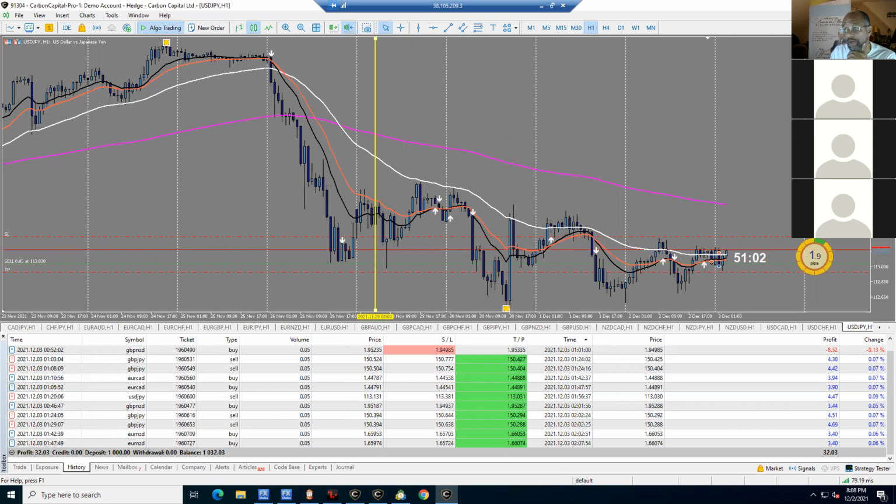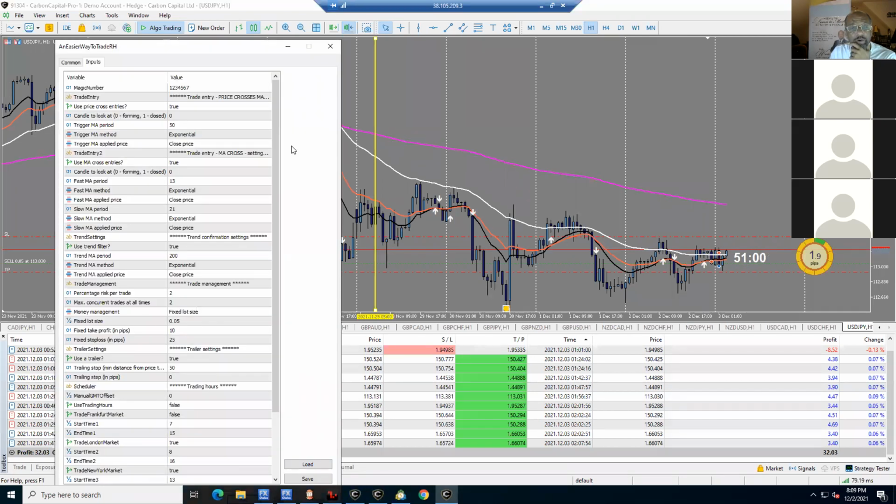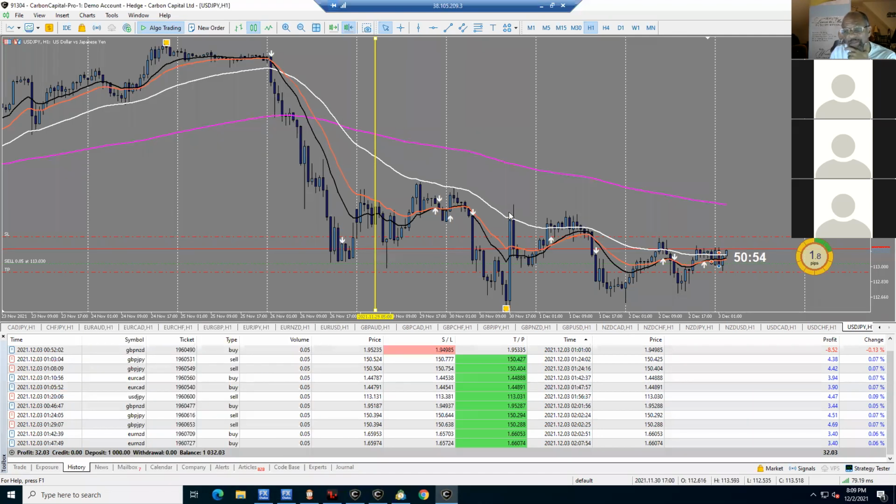Where it says right here, use price cross entries true, that means as soon as price goes up and comes back down across the 50, it will immediately enter that trade. Not on candle close, because as you can see, what happens on candle close a lot is it came down, and then as soon as that candle closed, it went right back up. Now you're negative. So what it does is open this trade on candle immediate.